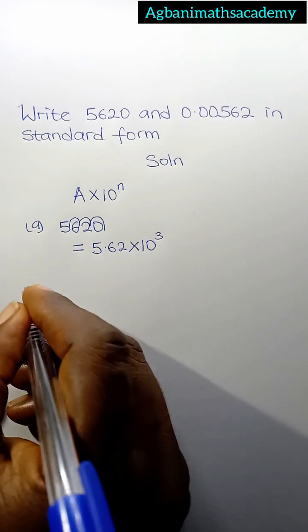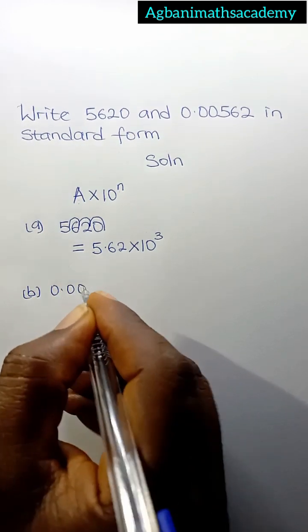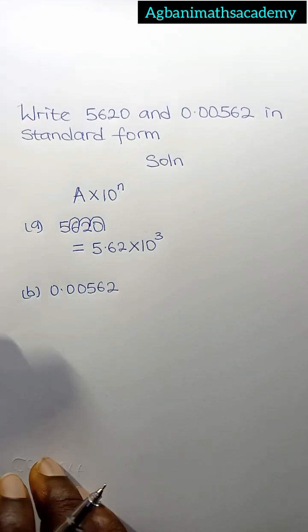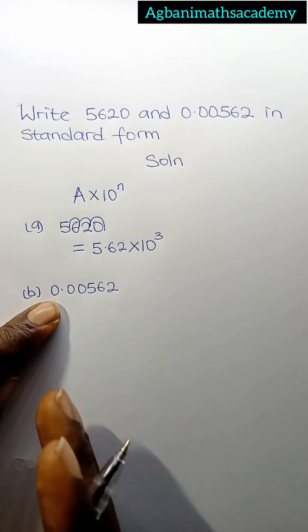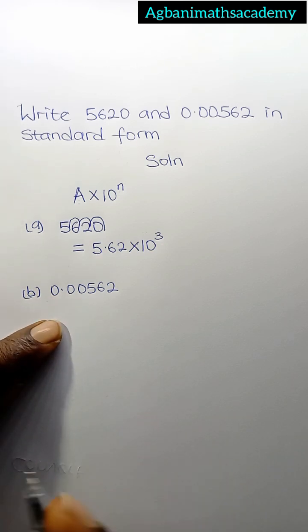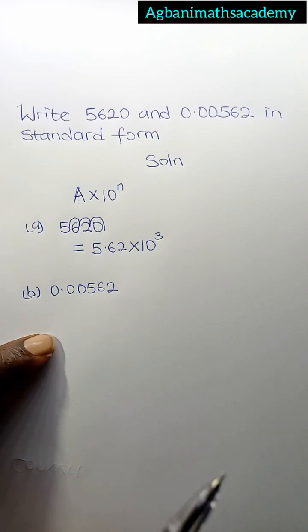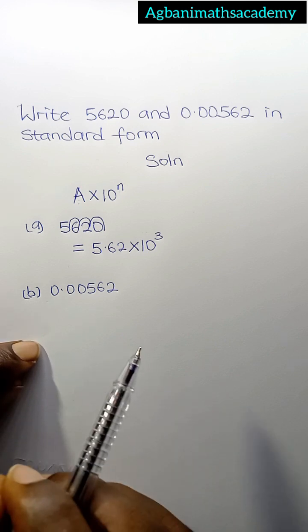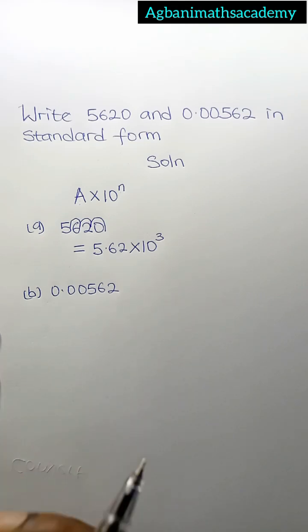Okay, so let's look at the second one, B. We have 0.00562. So we have to write this number in standard form. So this becomes our initial value of A. Is this number between 1 and 10? No. This value here is less than 1. So we have to move the decimal point until we get a number between 1 and 10. In this case, we are not moving to the left, we are moving to the right.